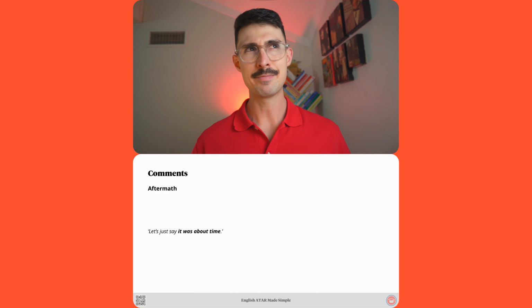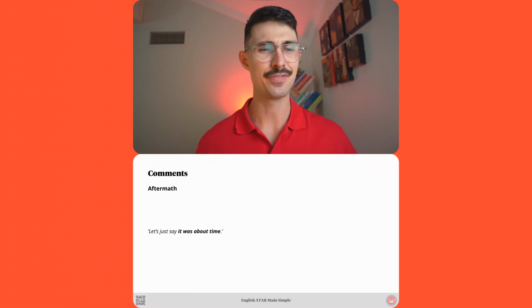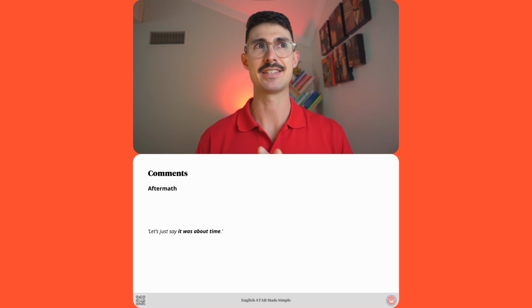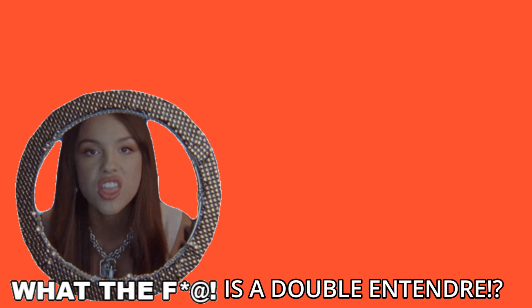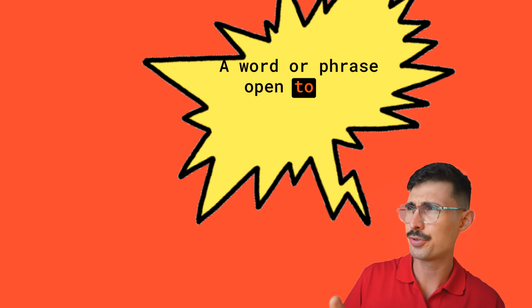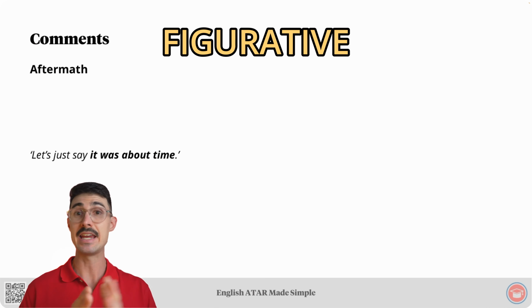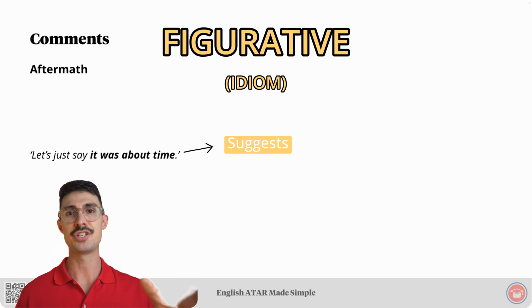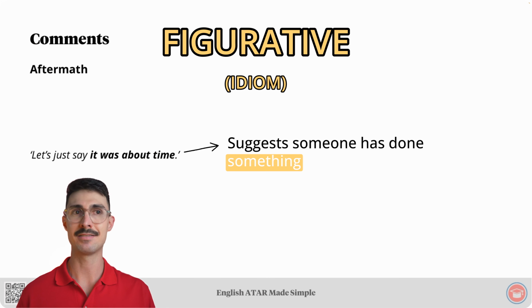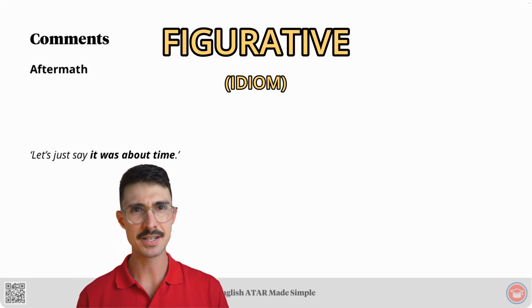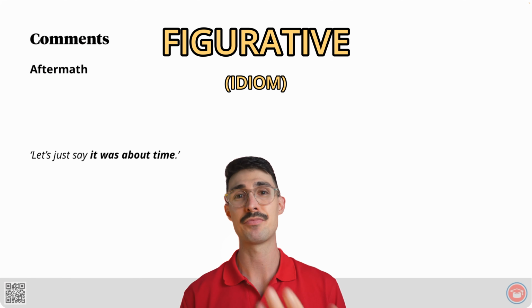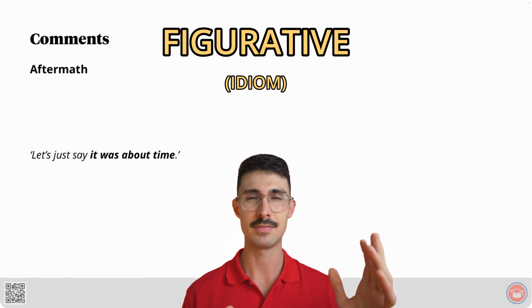As I may have already alluded to, you see what I did there? The final sentence of the aftermath is a double entendre. A word or phrase open to 2 interpretations. One interpretation is a figurative one. The idiom, "it's about time," suggests someone has done something later than expected. In About Time, this is Neil quitting his job and realizing the importance of family later than expected.